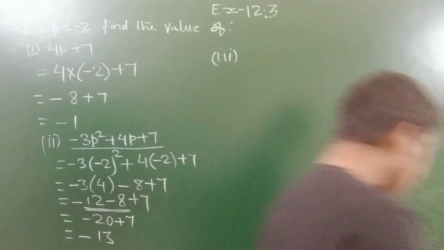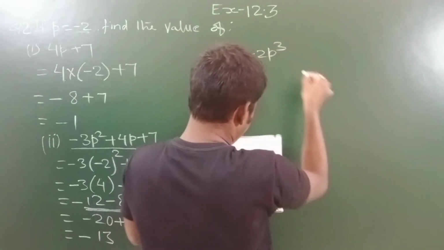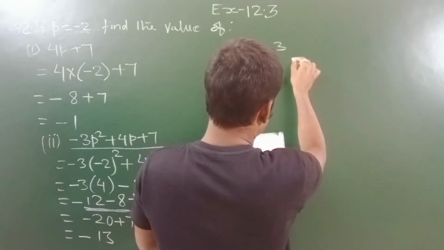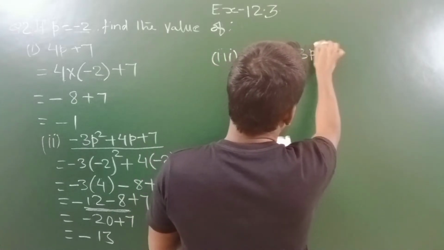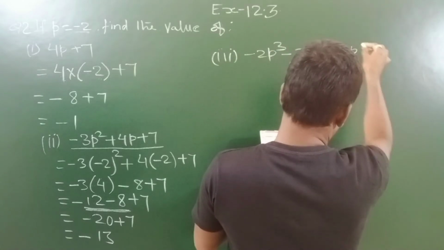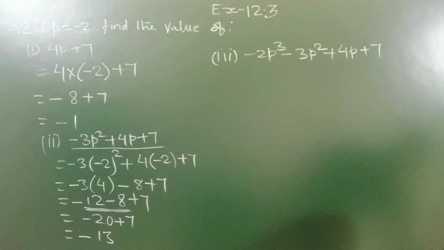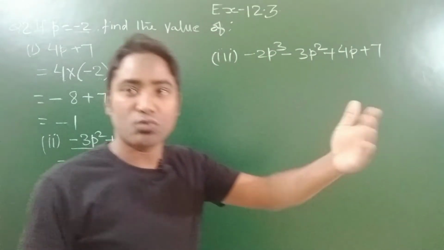In segment number 3, the given expression is minus 2p cube, minus 3p square, and then plus 4p, and then plus 7. Now we have to find the value of this expression at p is equal to minus 2.